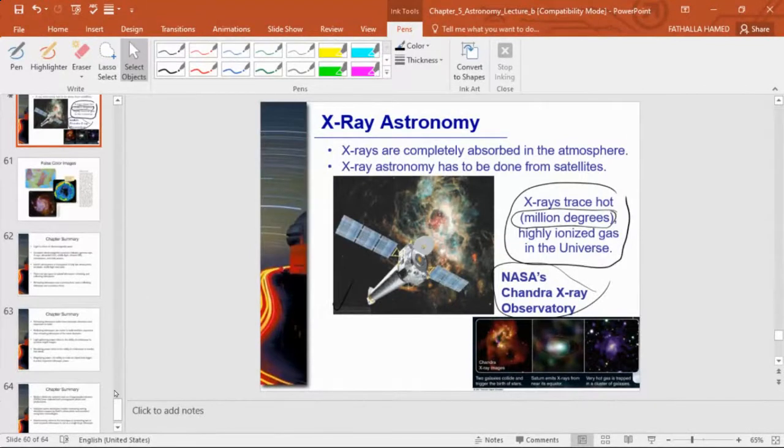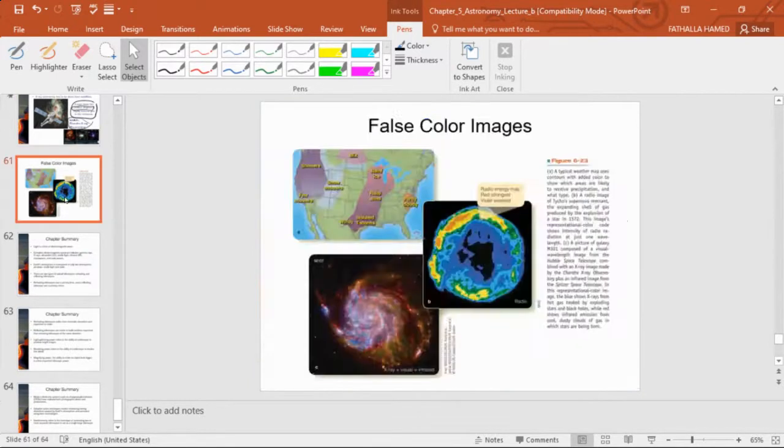So all of these data that are collected help us in understanding what we see in our universe, and we try to understand our universe.